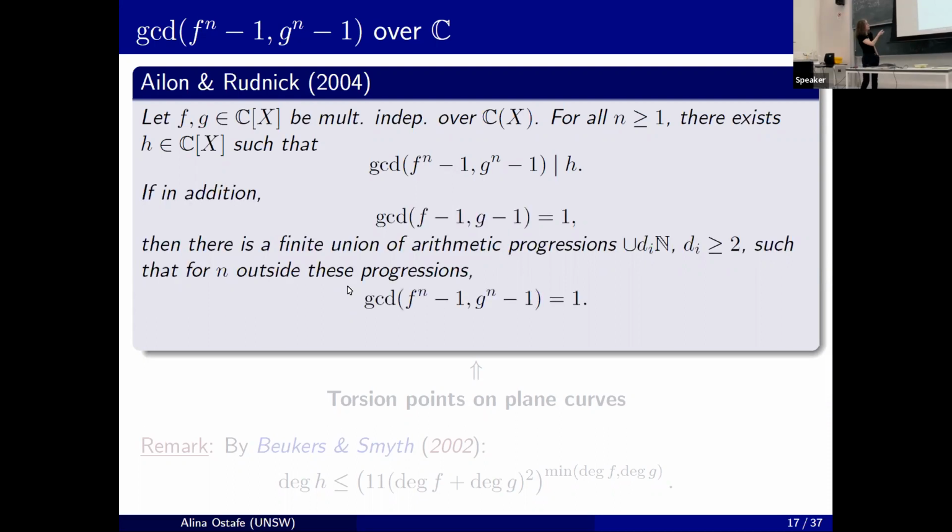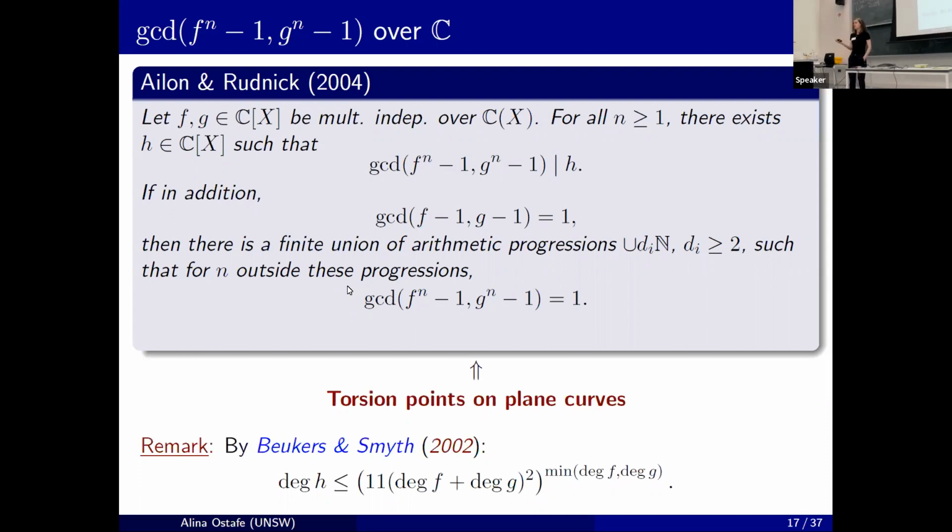And moreover, they also prove that if the GCD of f minus 1 and g minus 1 is 1, then f to the n minus 1 and g to the n minus 1 are coprime infinitely often. Something that in the number case is completely open. For example, there is no proof that 2 to the n minus 1 and 3 to the n minus 1 are infinitely often coprime. And this, of course, comes from torsion points on plane curves, right? Because here, when we look at the GCD, we look at common roots.